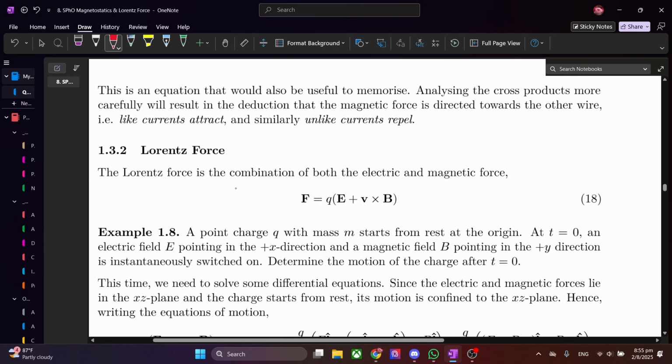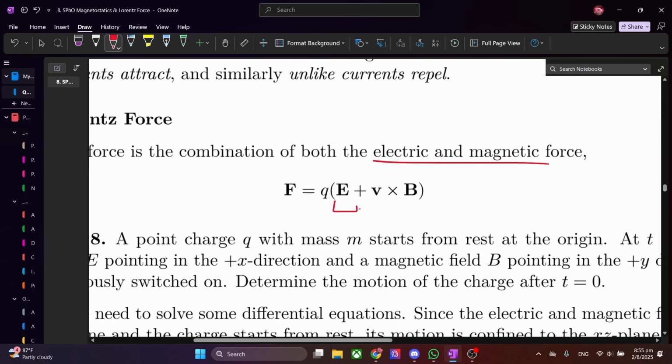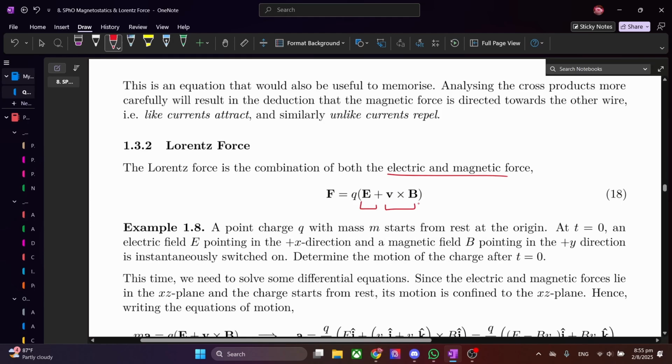Okay, next we're going to the Lorentz force, which, although it sounds very fancy, is basically just the electric and magnetic force together. Here you can see this component is the electric force, and here's the component from the magnetic force. So it's basically an electromagnetic force, and we term it the Lorentz force.